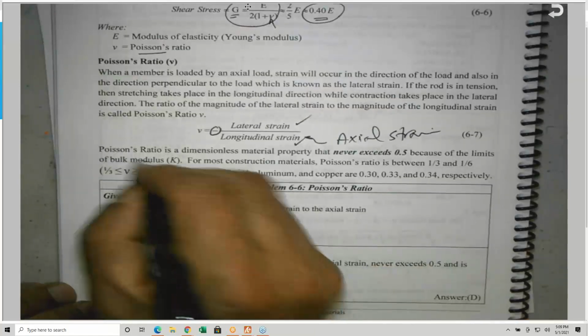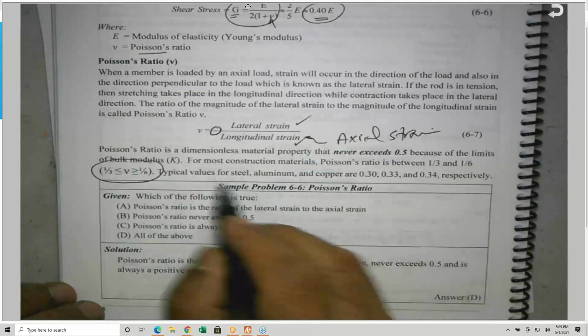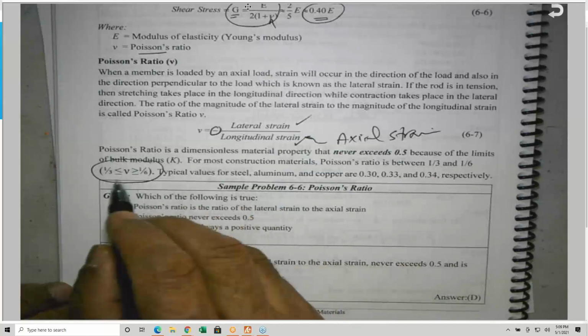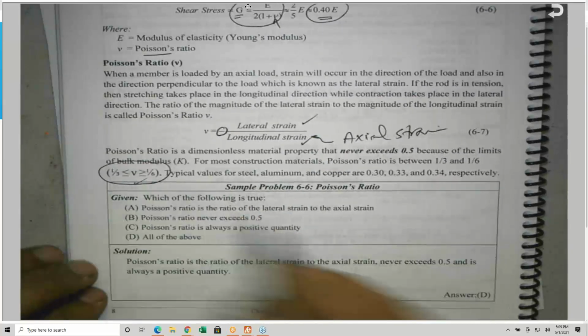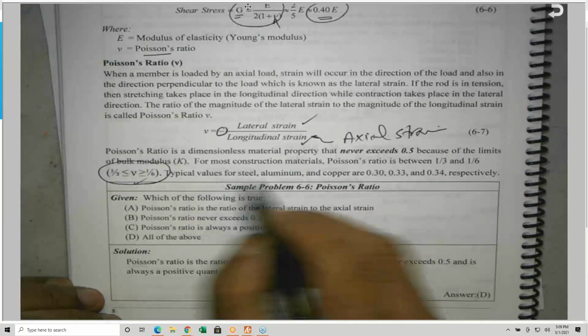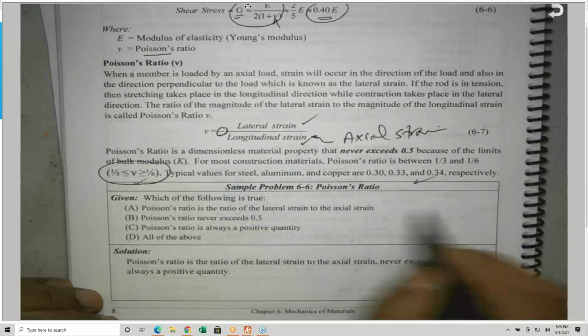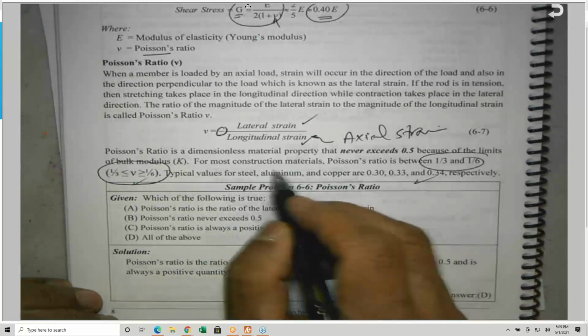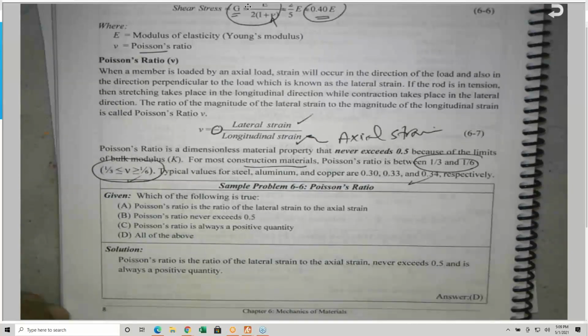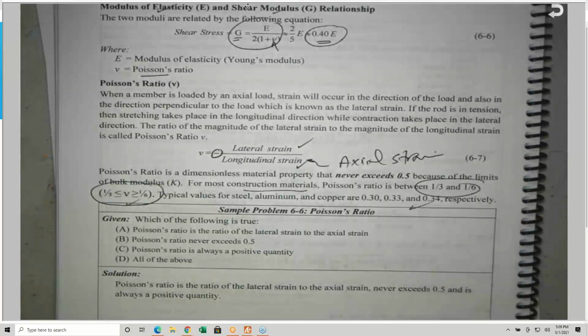And I gave you Poisson's ratio here. For most structural materials, it is between 1/3 and 1/6. So this applies to, for example, steel, aluminum, copper. I give you some examples here. For most structural materials, I normally teach this in the materials and concrete lab for those attending Fresno State 121L and 124.